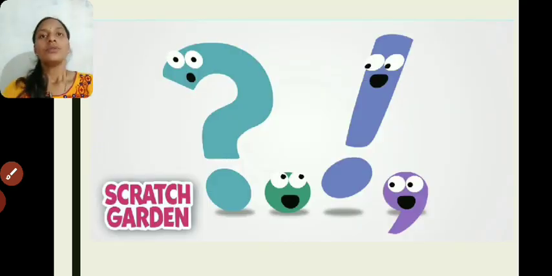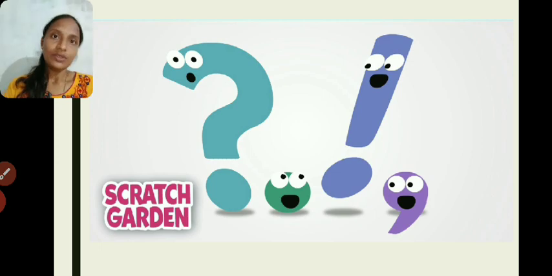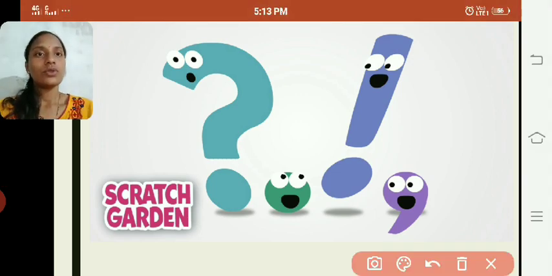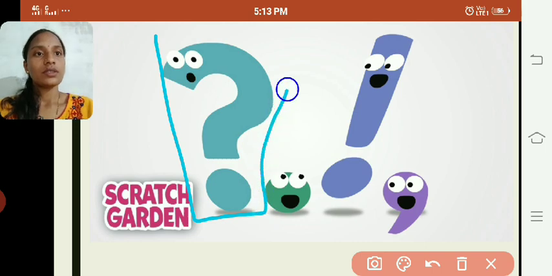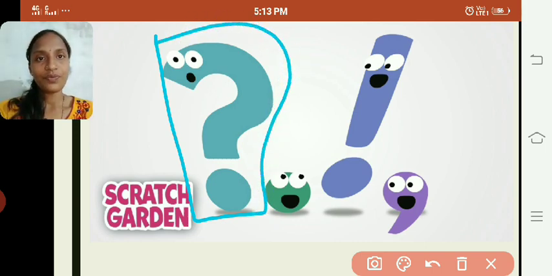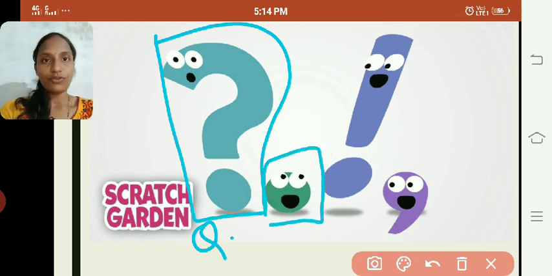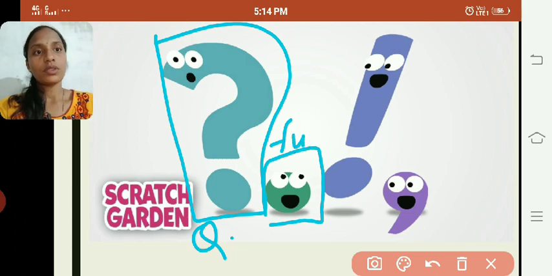Okay. Now after antonyms we had learnt about punctuation marks. So we had learnt about 4 punctuation marks. So you can see the symbols of punctuation marks. So identify the symbols which are given here. So the first one, this is the symbol for question mark. Now this second, this is the symbol for full stop.